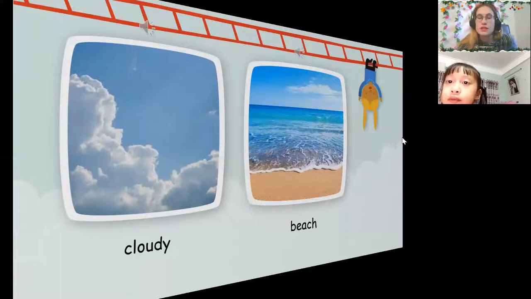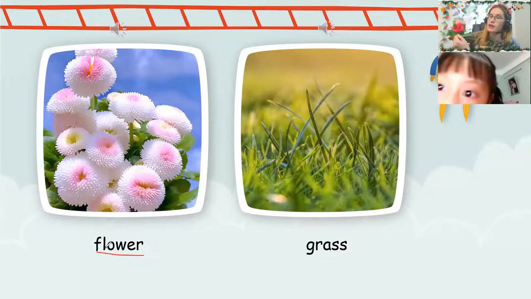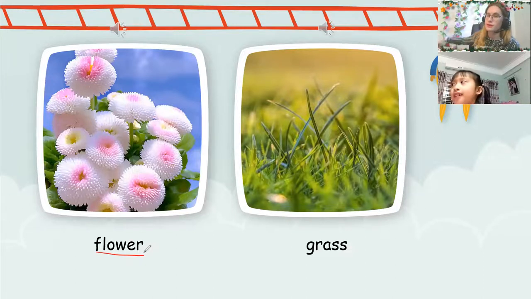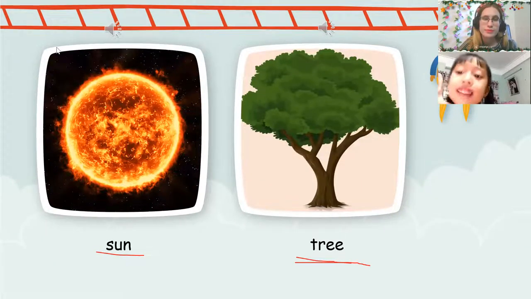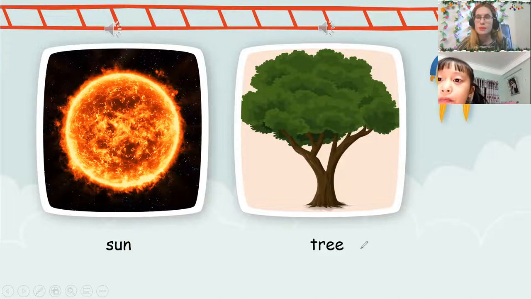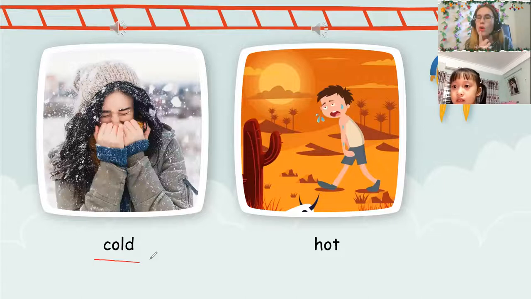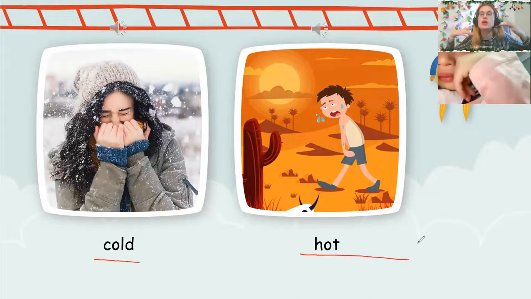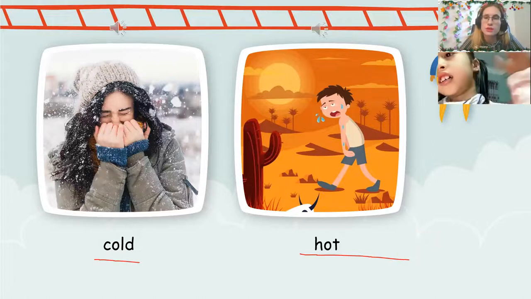Nice. Let's keep learning. Flower. Flower. Good job. Grass. Sun. Good job. Sun. Tree. Good. Cold. Hot. Hot. Yeah, very hot.